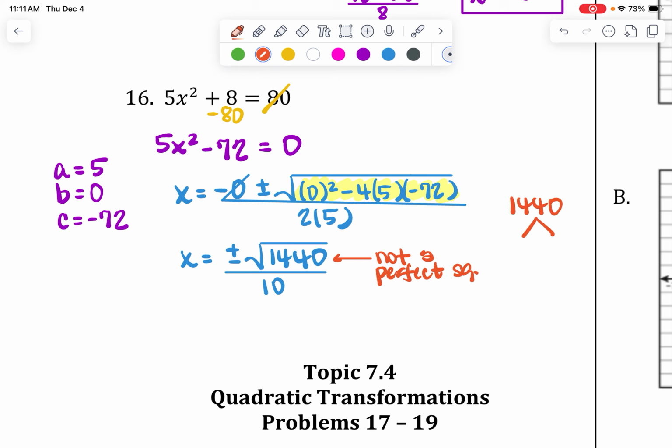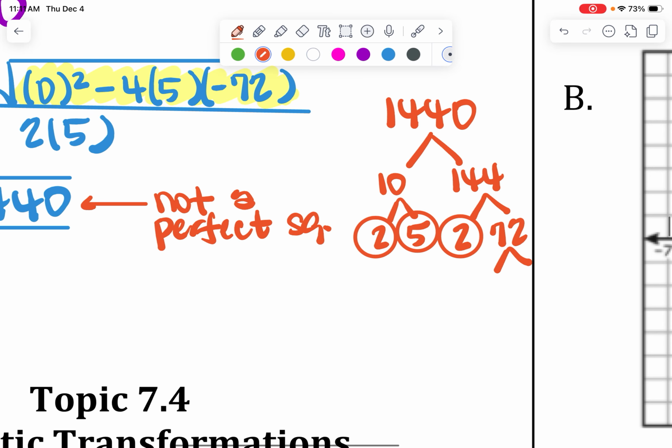So I'm going to go off to the side. I'm going to make my factor tree. I'll just do 10 and 144. And then 10 is 2 and 5. Now, obviously, you can shortcut this if you know what I'm talking about. If not, I'm just going to do this the long way. I'll do 2 and 72. Again, I know 144 is a perfect square. So if you want to break that up into 12 and 12 and stop there, then that's fine with me. I just don't want to lose anybody.